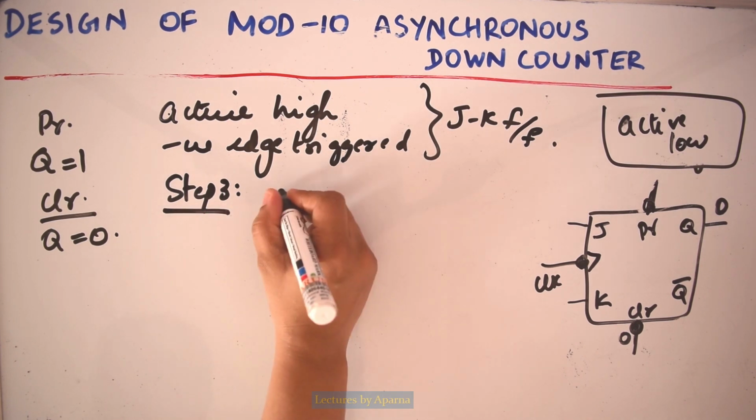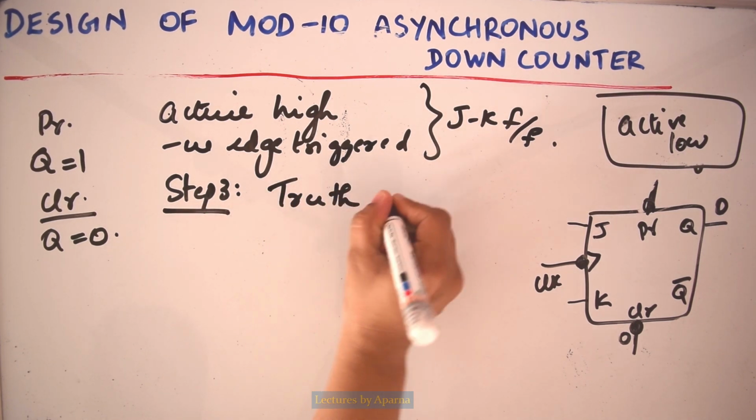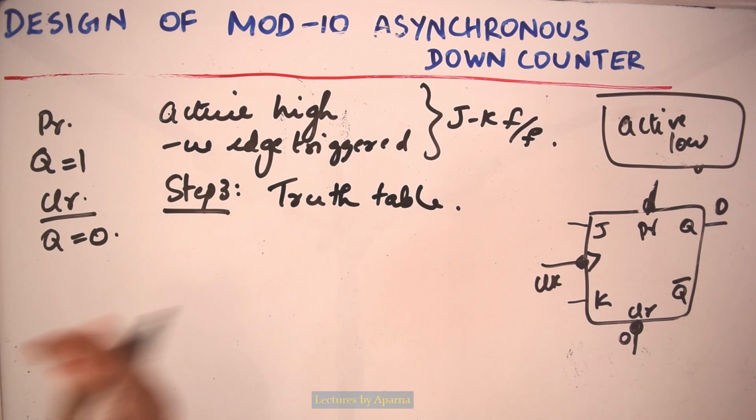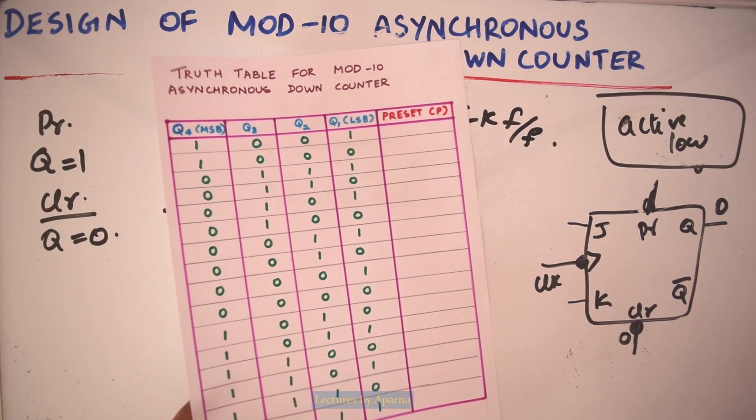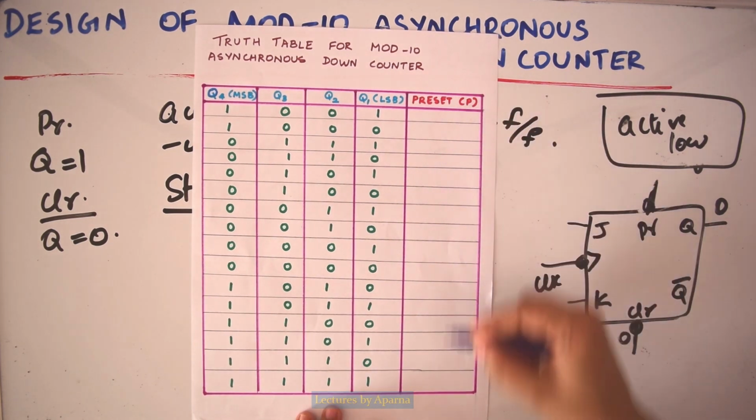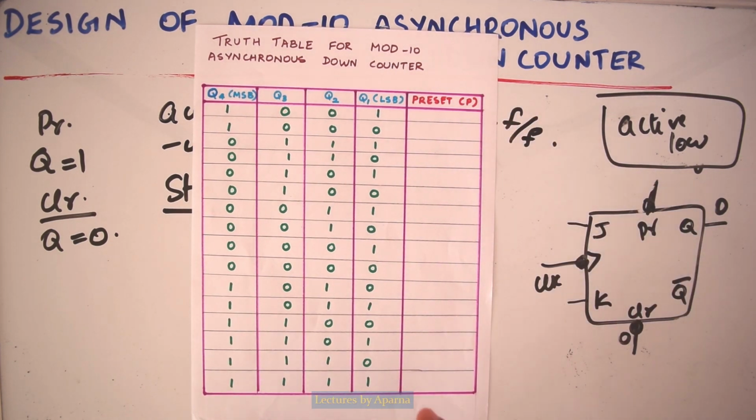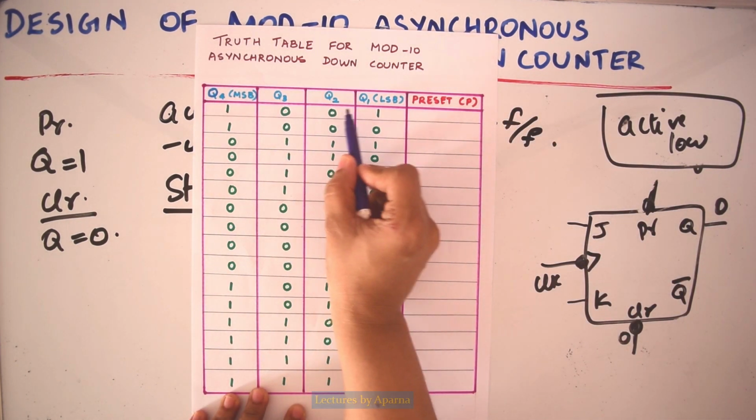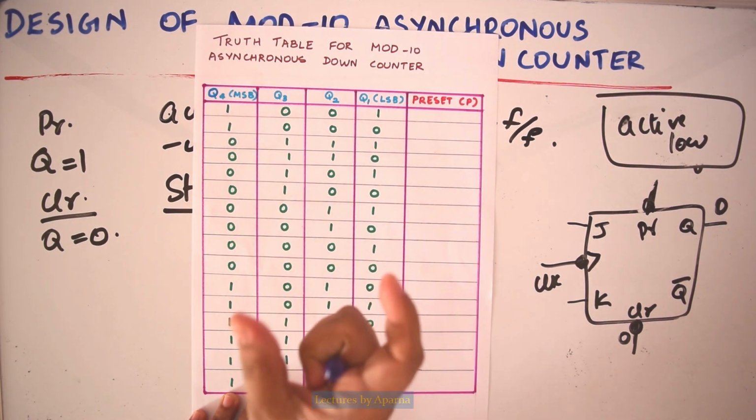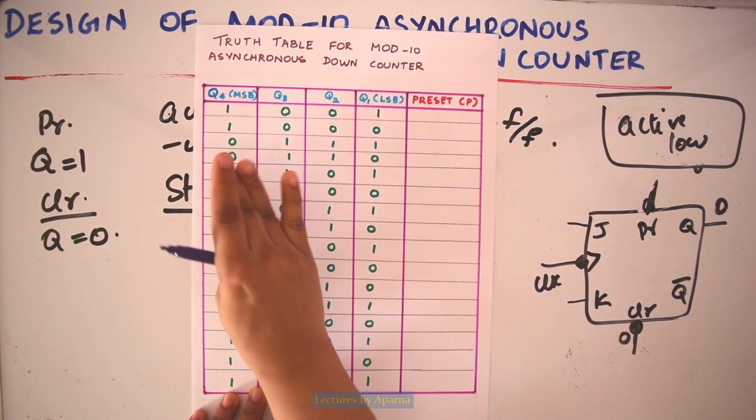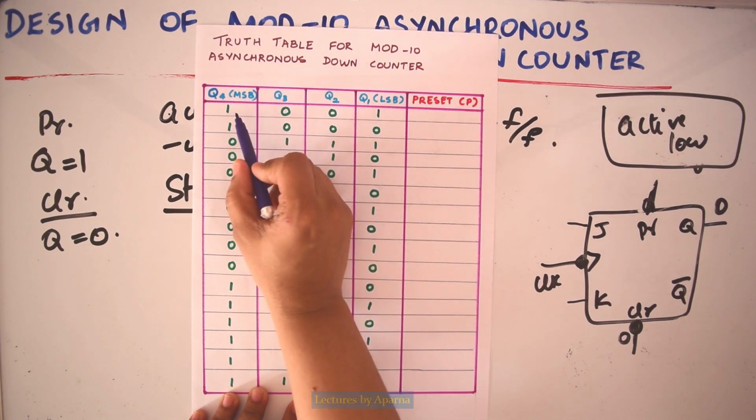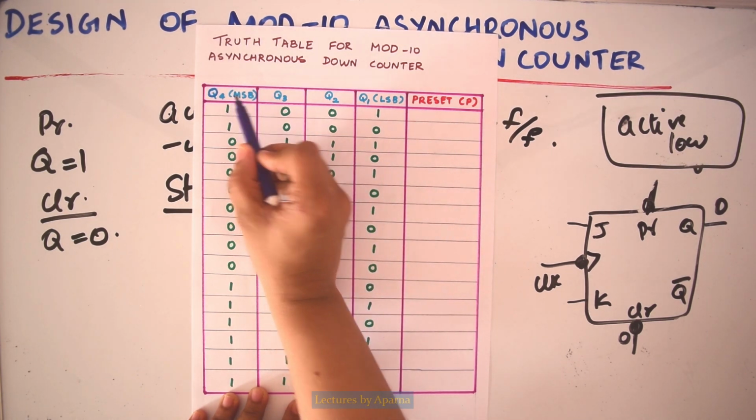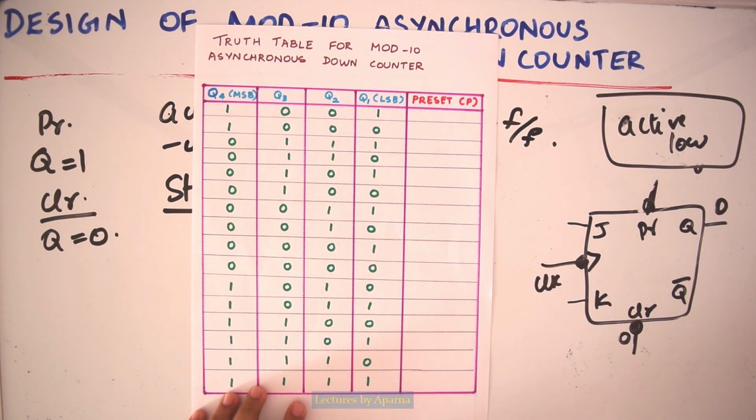Step 3 is to write the truth table. The truth table is written for preset. Here I am having preset. So this is the truth table, and Q4, Q3, Q2, Q1. These are the outputs coming from each flip-flop. There will be 4 flip-flops, and this is a flip-flop giving MSB and this is the flip-flop giving LSB.